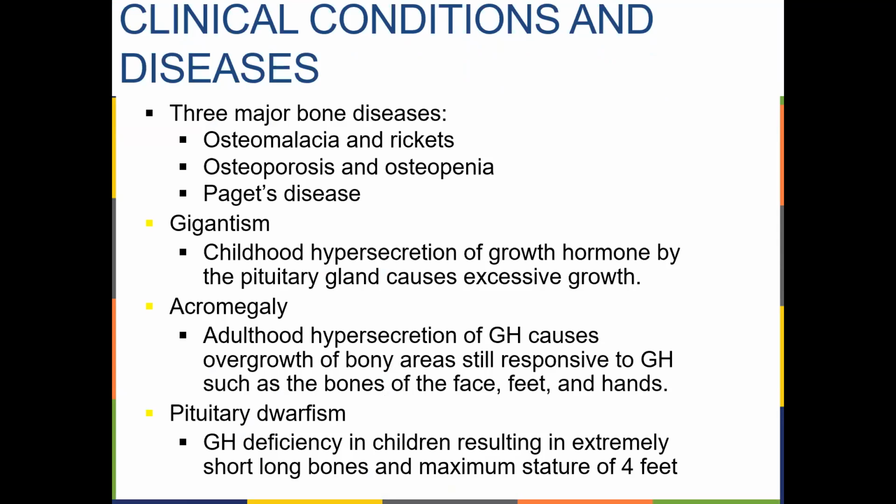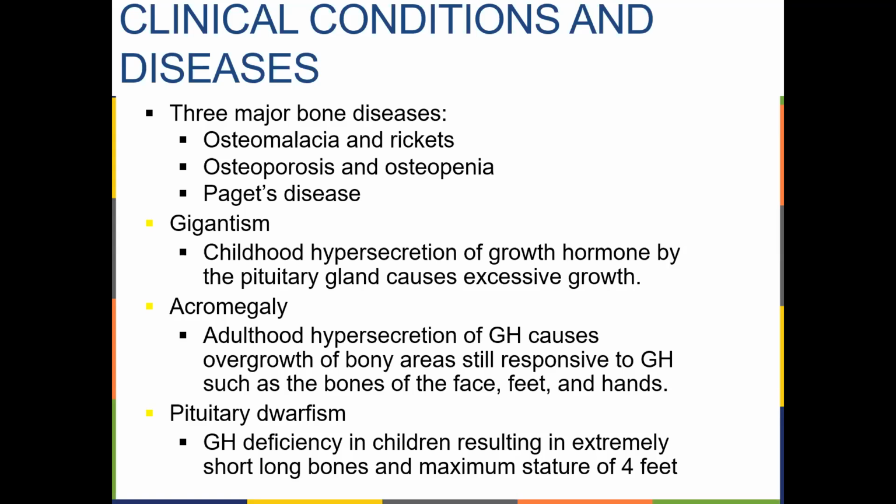This is the most interesting part of the bone discussion. What can go wrong with our bones? Well, it turns out there's lots of things. There's three big diseases that affect our bones. Osteomalacia and rickets is the first one. Osteomalacia means weak bones. Rickets is the childhood version of osteomalacia.